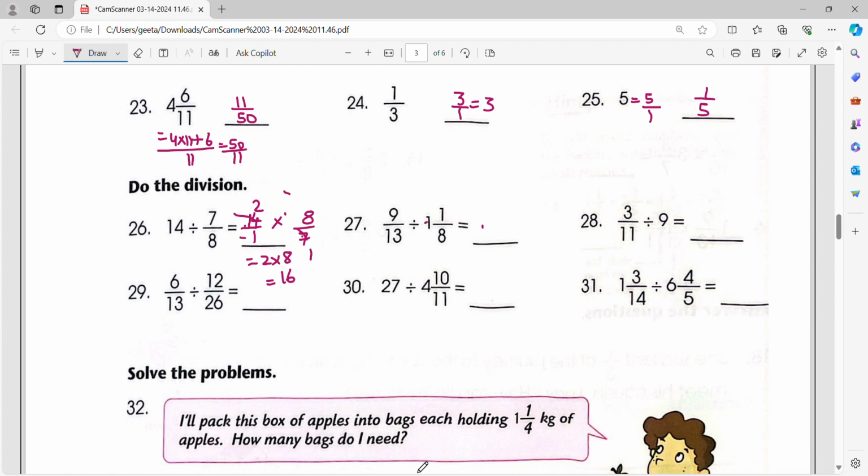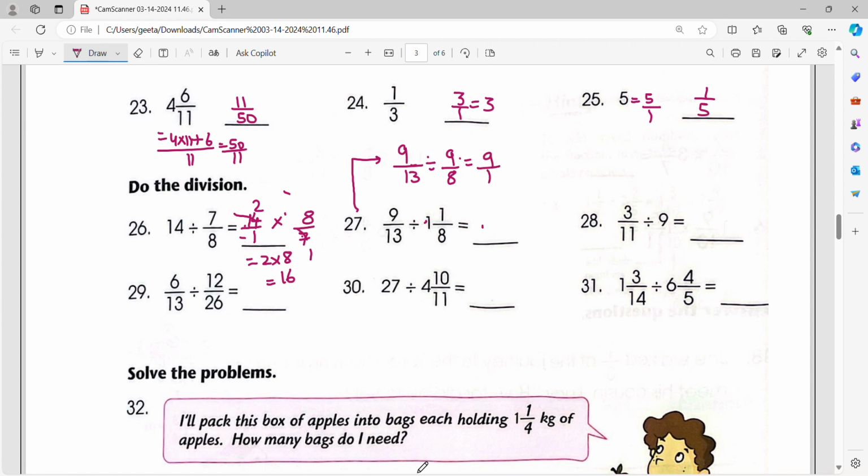Yes, sir. Can you please read the 27th question for me? 9 over 13 divided by 1 over... Can you please solve this 1 whole 1 over 8? Okay, it's 9 over 8. Now that is the main step.